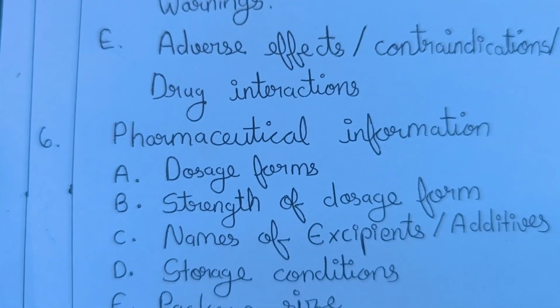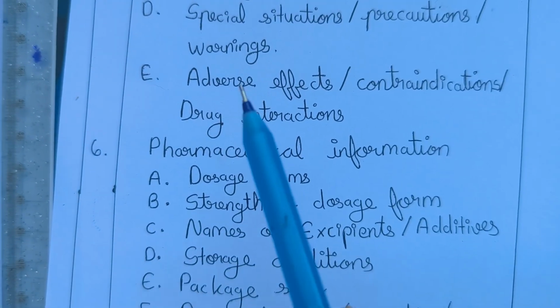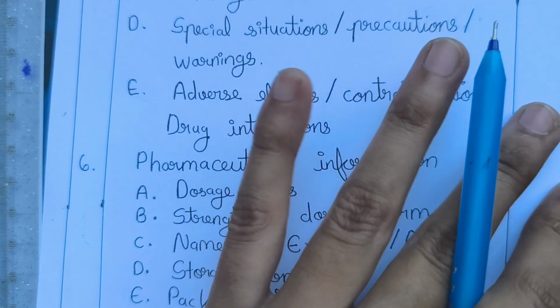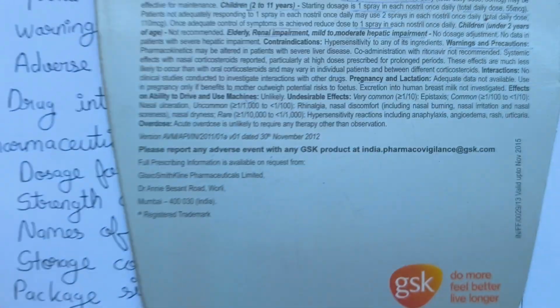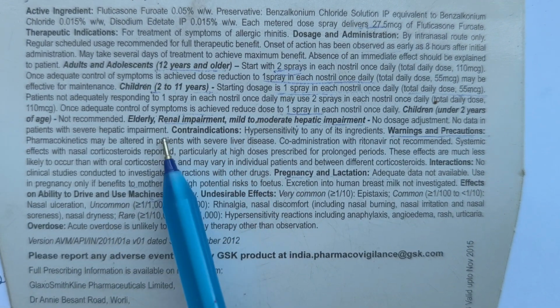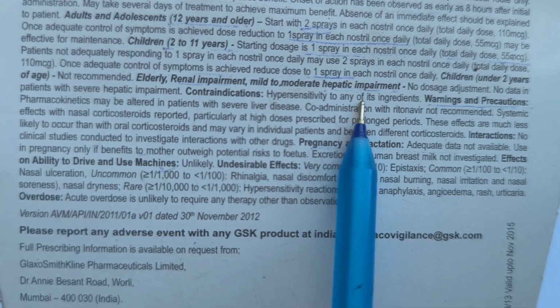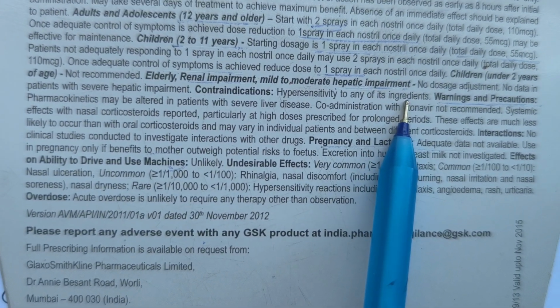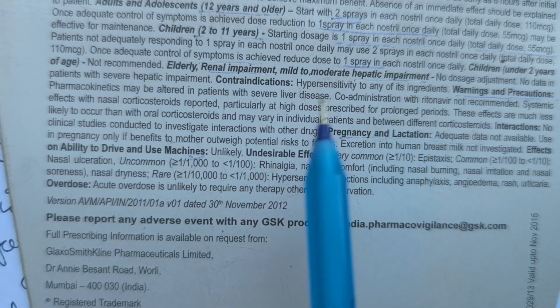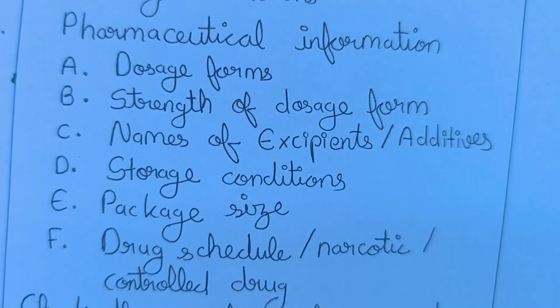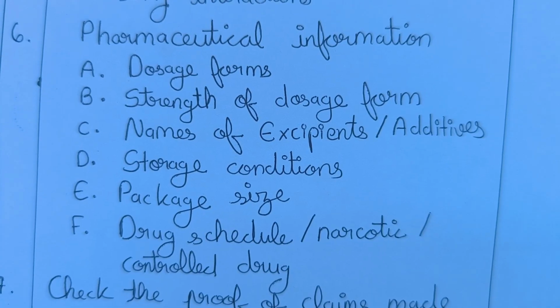Then we can see what are the adverse effects or contraindications or drug interactions. So here contraindication is given, like hypersensitivity to any of its ingredients. So this is also properly mentioned. Now let's see what the pharmaceutical information is.